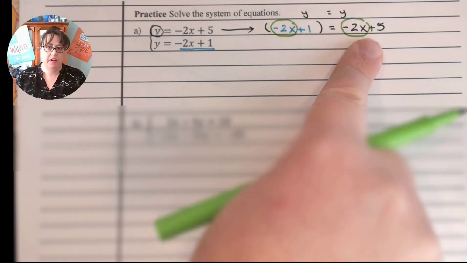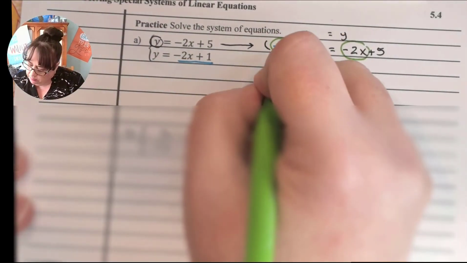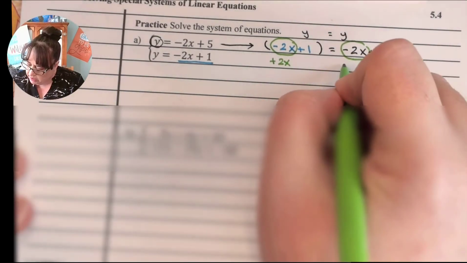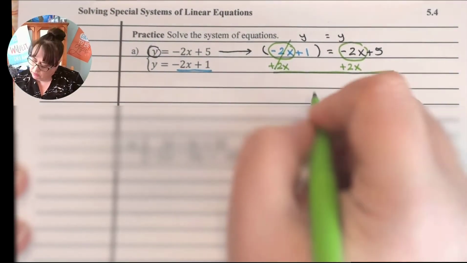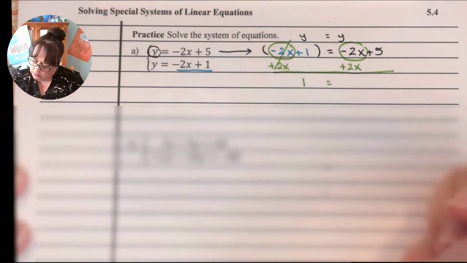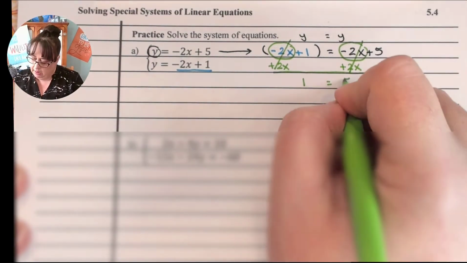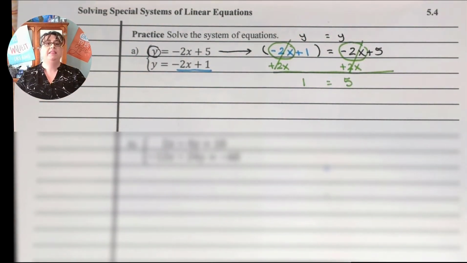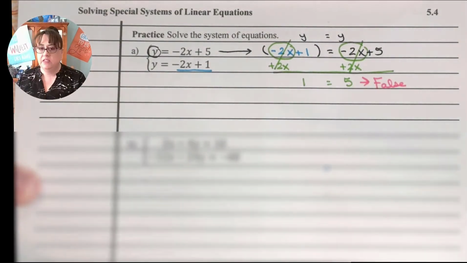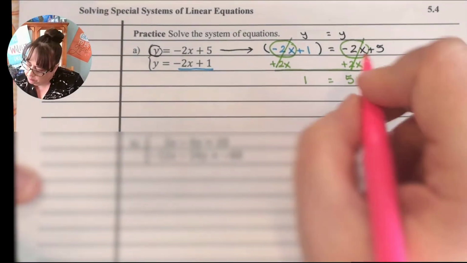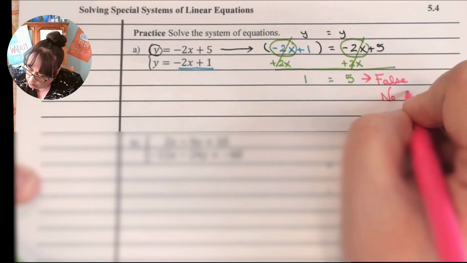So now here are my variables. I'm going to move this one over here, so I'm going to add 2x to both sides. So that is 0. So now I have 1 equals 5. So this is where the magic happens. I have this answer, 1 equals 5, and I ask myself, is that true or is that false? And that is absolutely false. And since that is false, that means it can't happen. Therefore, I have no solution.